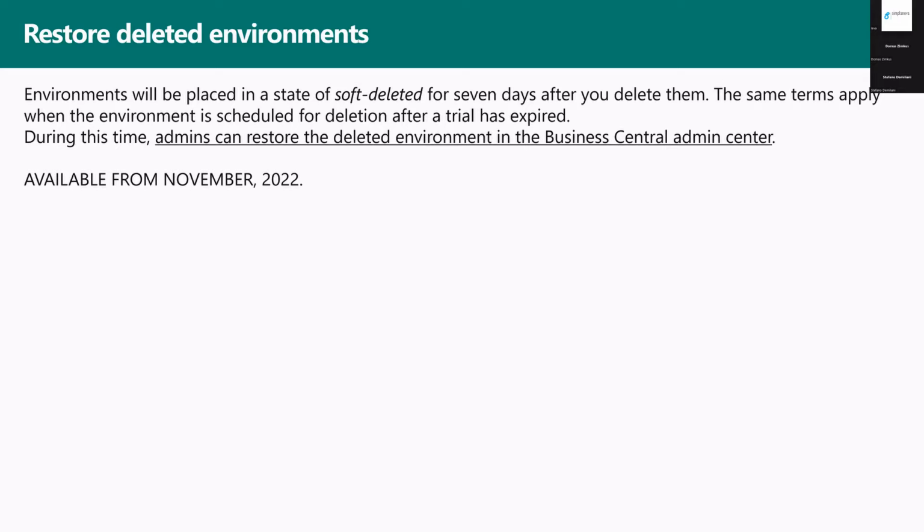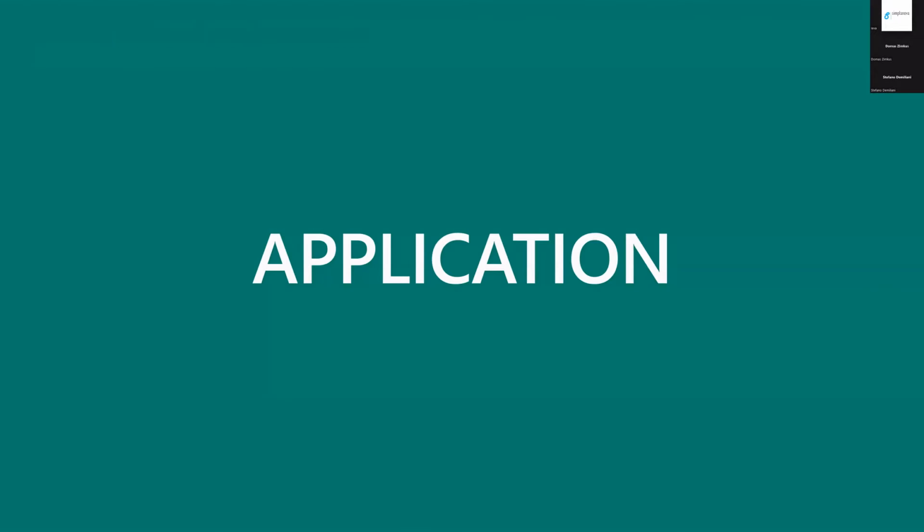This interface is actually not yet available. You will have a button in the Admin Center starting from November, so don't search for it now, but please remember that in Business Central 21 you can delete an environment and restore a deleted environment. This covers the main topics related to administration. There are not lots of new features in administration related to the SaaS environment.